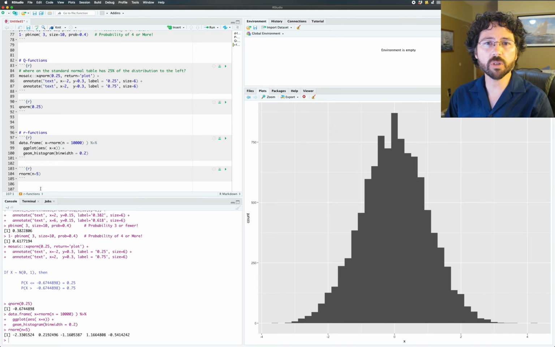So that's how you can use R to replace a whole variety of tables in the back of your statistics book. Your d, p, q, and r functions work for a variety of distributions, whether it's t distributions, chi-squareds, or F distributions. The only thing that you have to do is know the name of the distribution within R and what parameters you need to specify.